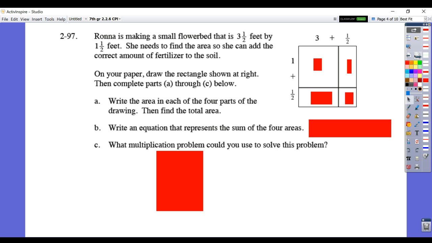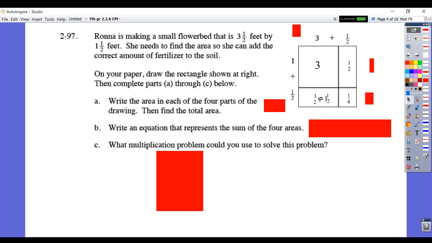They also are reminding you that you could use the idea of an area rectangle if you're multiplying mixed numbers. So if you're taking 3 1/2 times 1 1/2, you could break this into 3 plus 1/2 times 1 plus 1/2, and then do the components inside. 3 times 1 is 3. 1 times 1/2 is 1/2. 1/2 of 3 is 3/2 or 1 1/2, and 1/2 times 1/2 is 1/4.